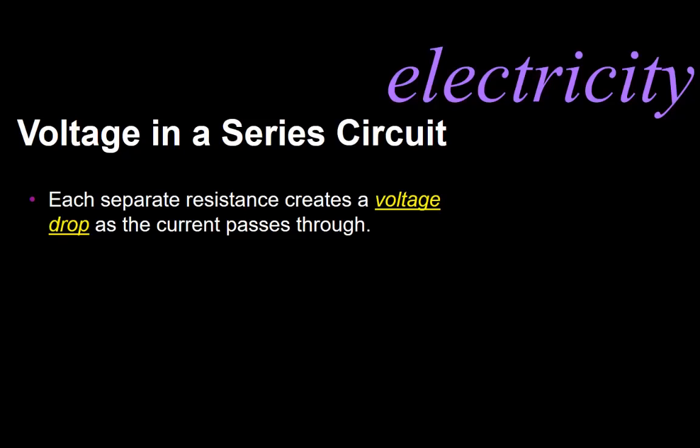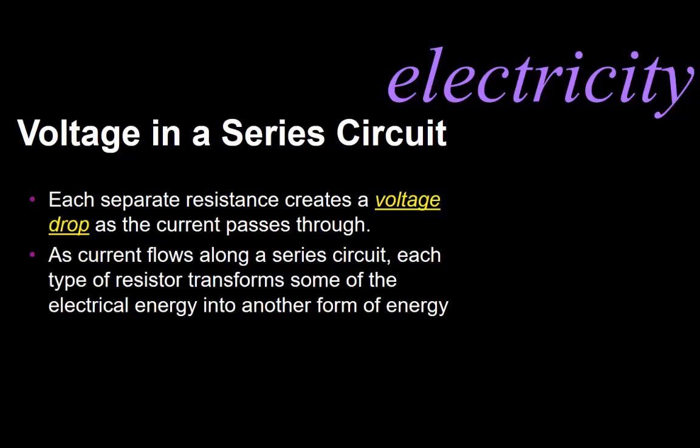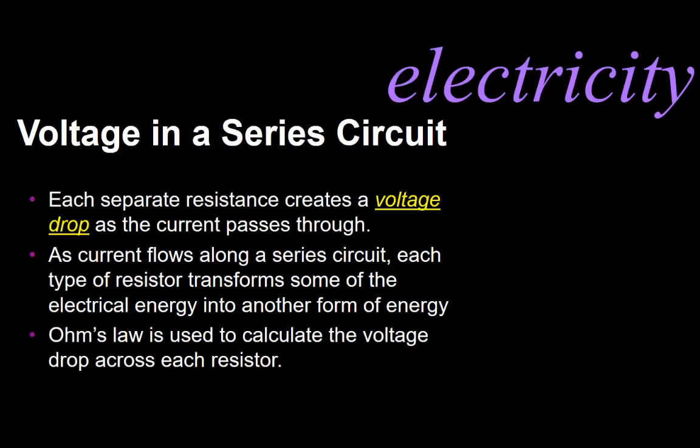Now, voltage in a series circuit. Each separate resistance creates a voltage drop as the current passes through it. Okay, so as current flows along a series circuit, each type of resistor transforms some of the energy into a different form of energy. Ohm's law can be used to calculate the voltage drop across each resistor.